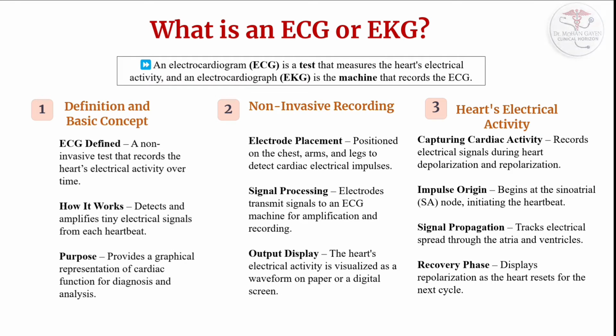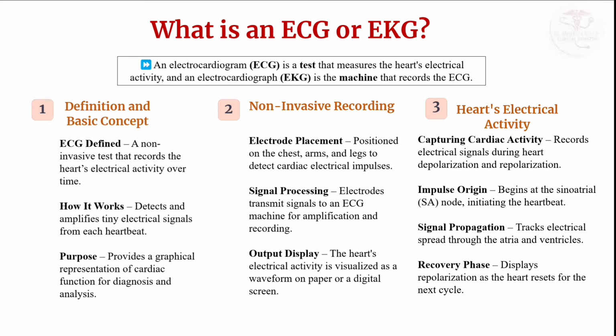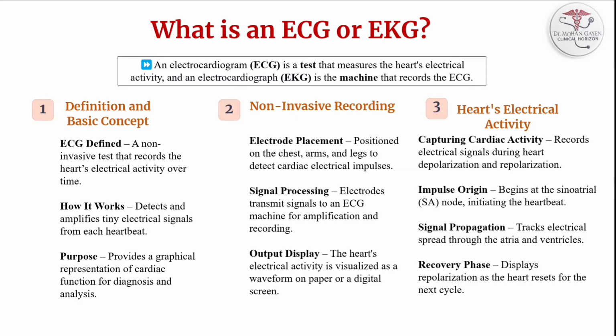Every heartbeat generates an electrical signal that spreads through the heart in a coordinated manner. Electrodes placed on the skin detect these signals and relay them to the ECG machine, which amplifies and records them. The resulting waveform provides insight into the heart's rhythm, rate, conduction pathways, and overall function, making it one of the most widely used diagnostic tools in cardiology.